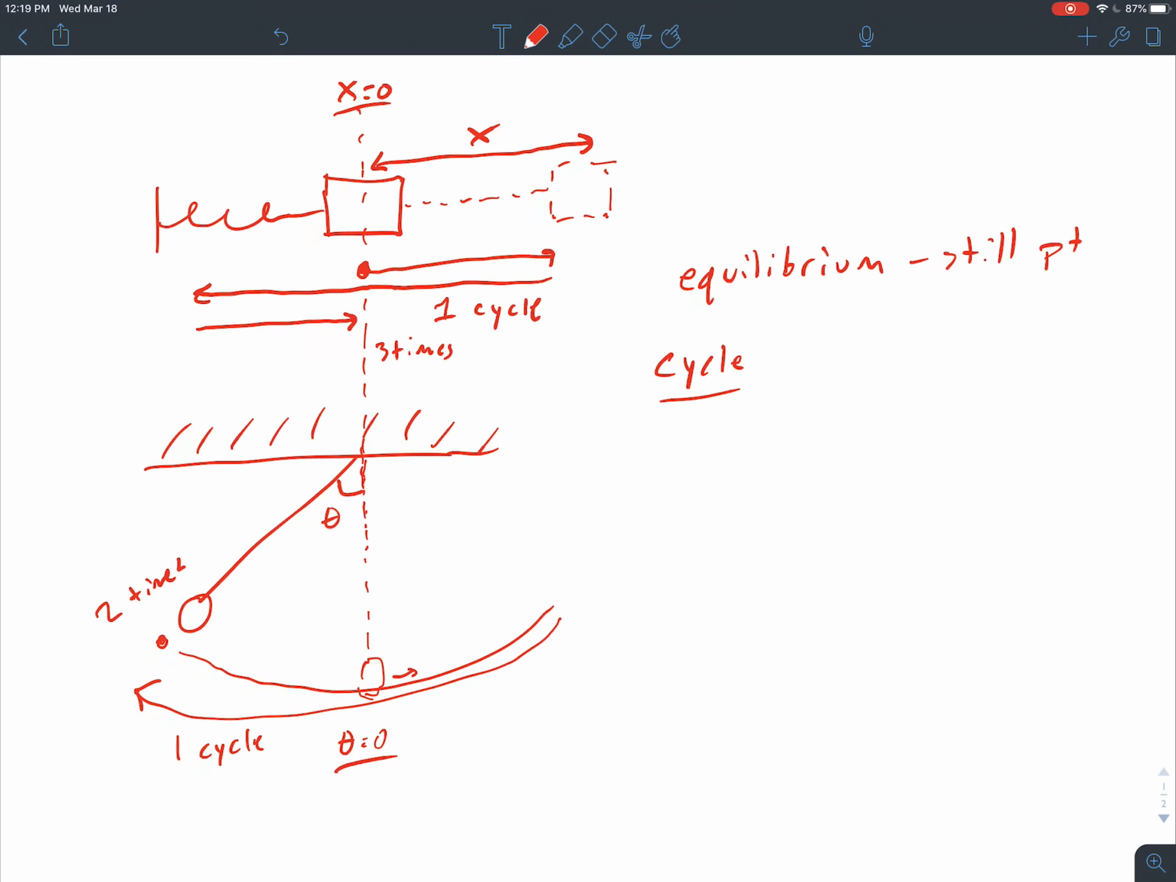Then there's your period. When we talked about circular motion, your period was the time it takes to go one revolution. Now the period is the time it takes to go one full cycle. So it's the time for one full cycle. And then there's frequency.